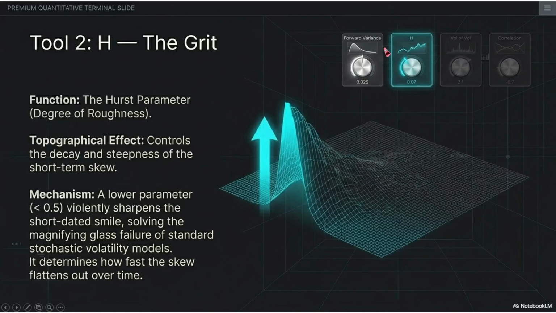The second is the Hurst exponent, the grid, or the H. It represents the degree of roughness. It controls the decay and steepness of the short-term skew. So mechanically, a lower parameter, less than 0.5, violently sharpens the short-dated smile, solving the magnifying glass failure of standard stochastic volatility models by determining how fast the skew flattens over time.